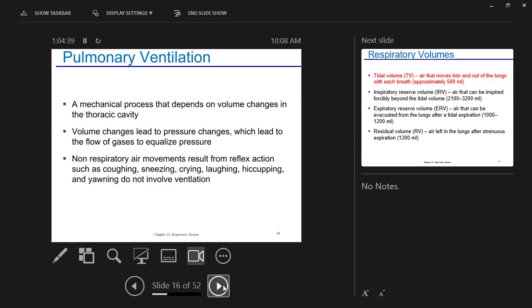Things like coughing or sneezing or crying, hiccups and yawning, none of these are going to cause ventilation, because none of those get you to the lungs. Coughing, for example, is caused by the trachealis muscle on the back side of the trachea, that when our bronchi or our pharynx is irritated, we cough and expel air in the bronchi. That air is not going down to the respiratory zone. It's still in the conducting zone, if you will.